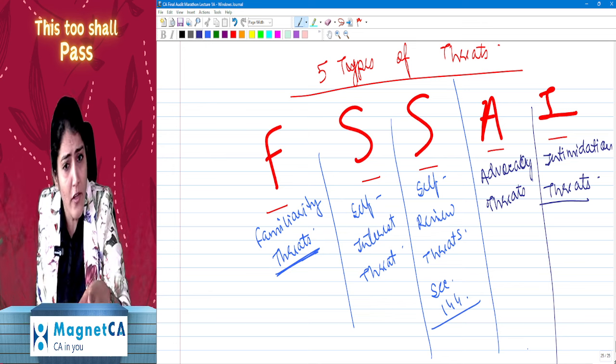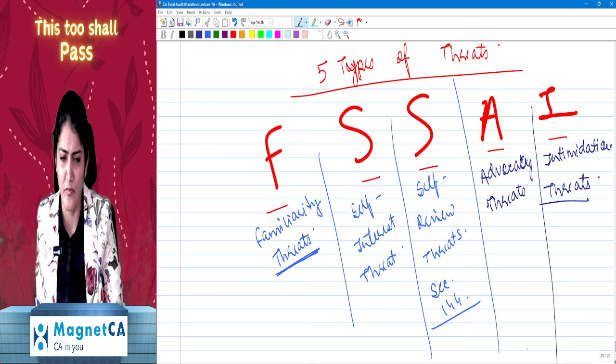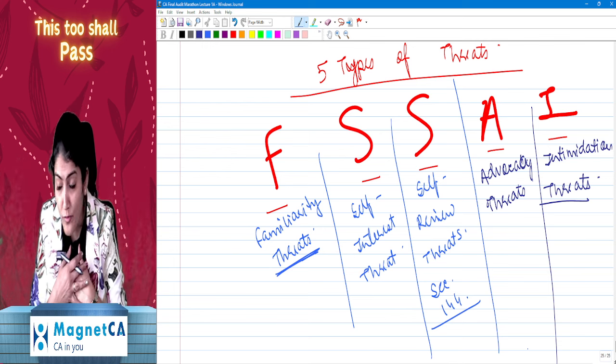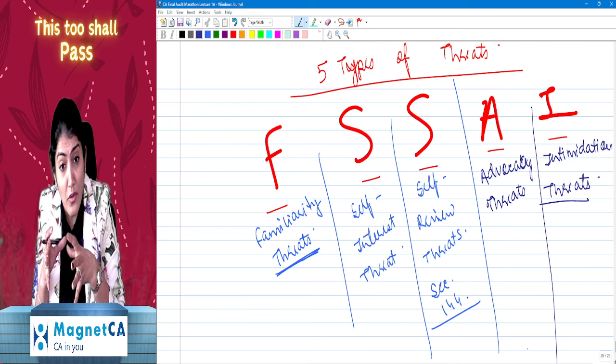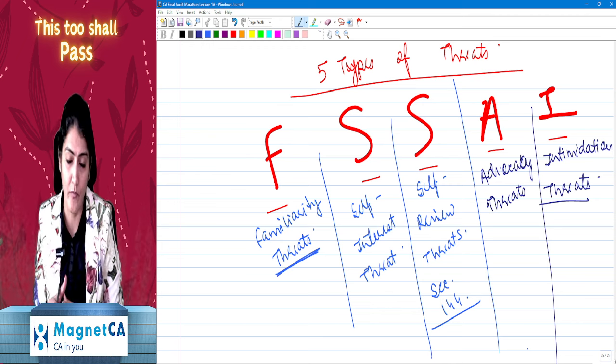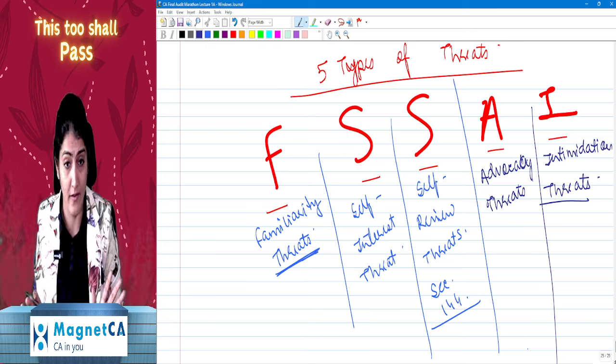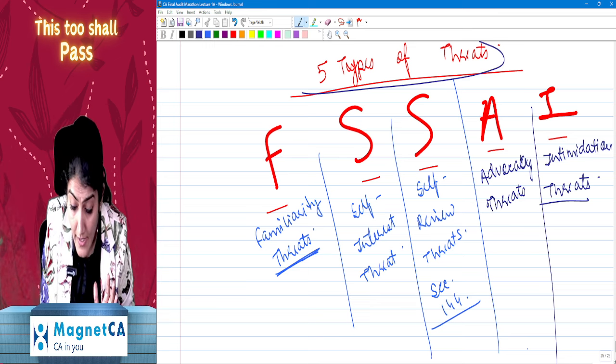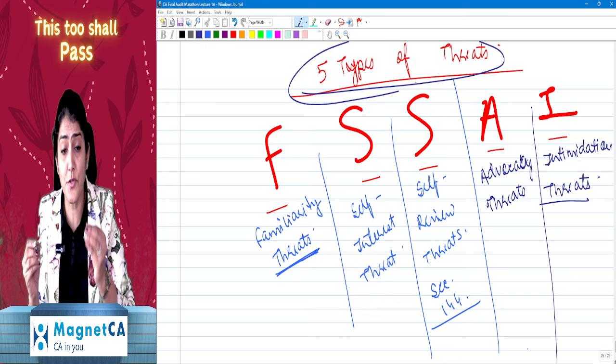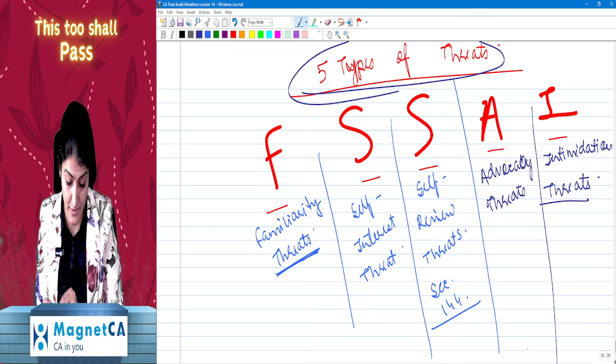Like, they are threatening. They're saying, we'll sue you, we'll file a litigation against you. So the CA says, oh, don't file a case against me. They are threatening the CA, and that is why the CEO says, okay, no problem, whatever you say. These are the types of threats to the independence of the auditor.